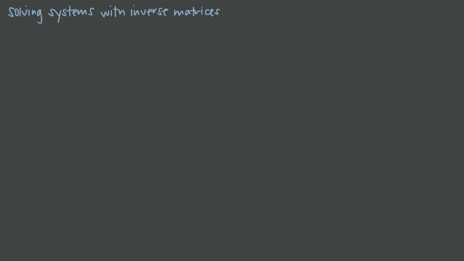Now that we know about inverse matrices and how to find them, we want to recognize that we can actually solve systems of linear equations using the inverse matrix, and we can do it pretty simply. And here's why.